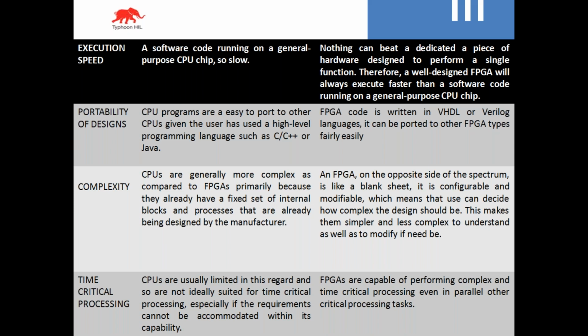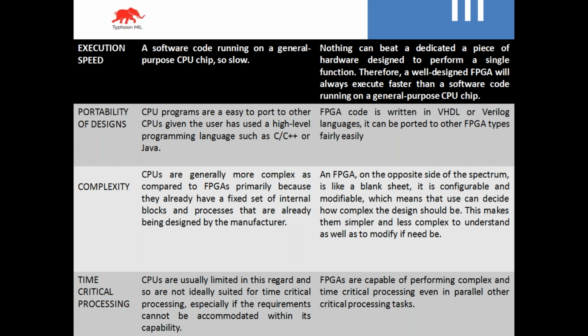Regarding complexity, both are portable in terms of language, because in CPUs we are using C and C++, and FPGA code is written in a hardware description language, that is VHDL. But on the opposite side of the spectrum, the FPGA is very much configurable and modifiable, where the user can decide how complex the design should be.